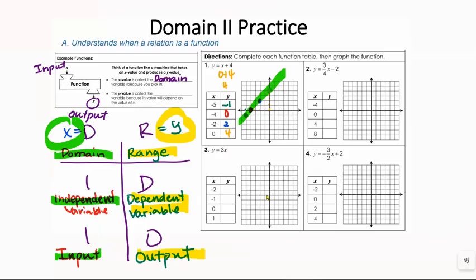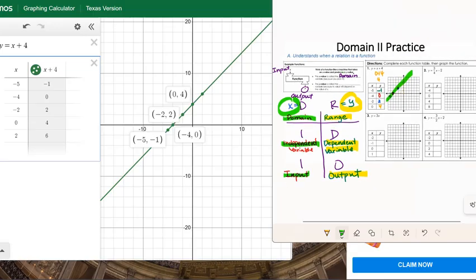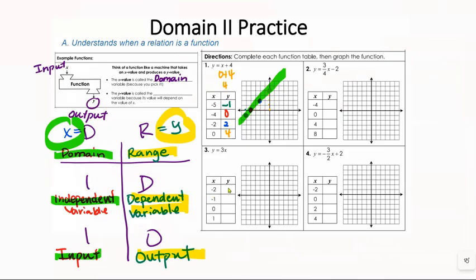I hope you have a calculator with you, because this is easy. You just need to graph this and find the table. Okay? All right. Let's do another one. Let's do this number 3 here.